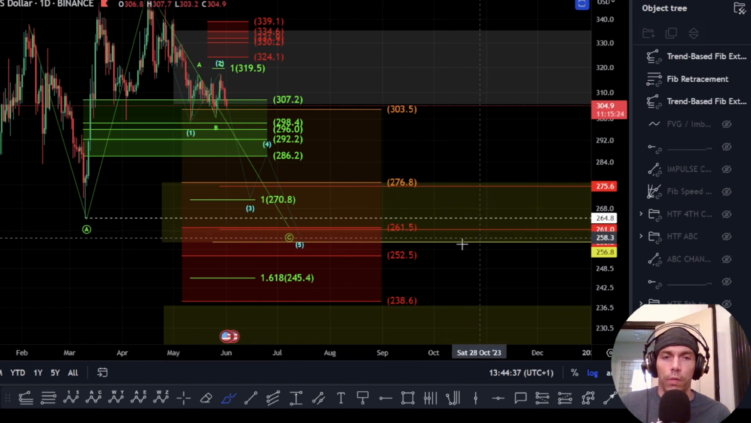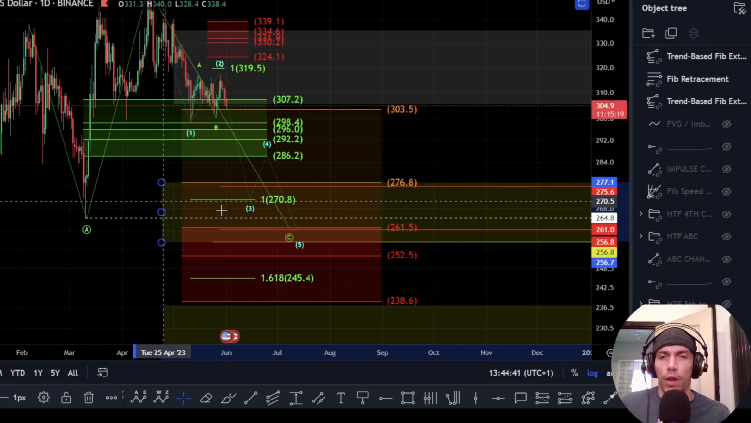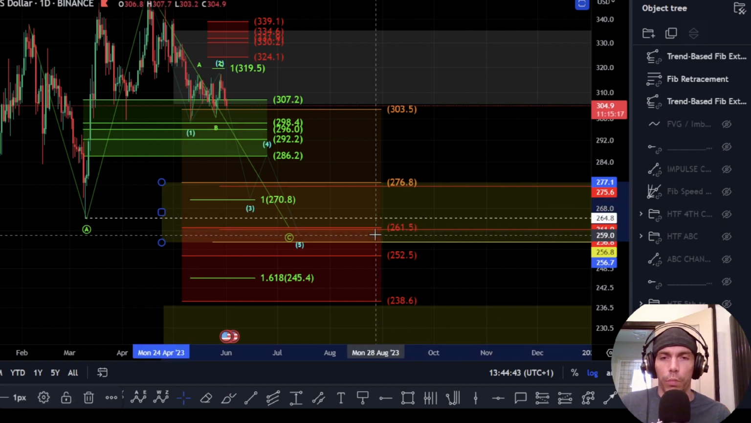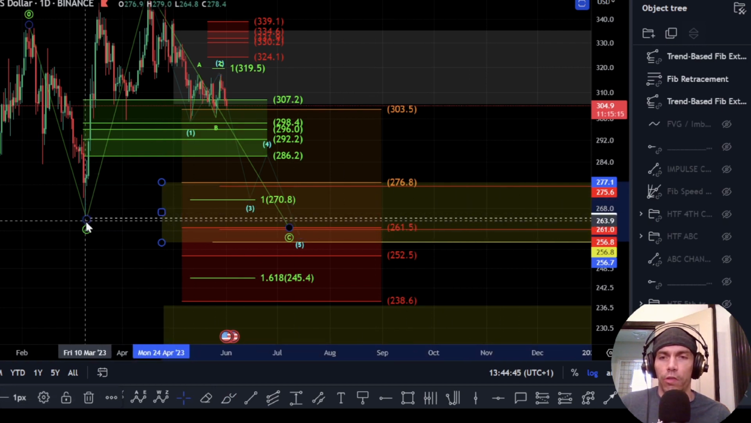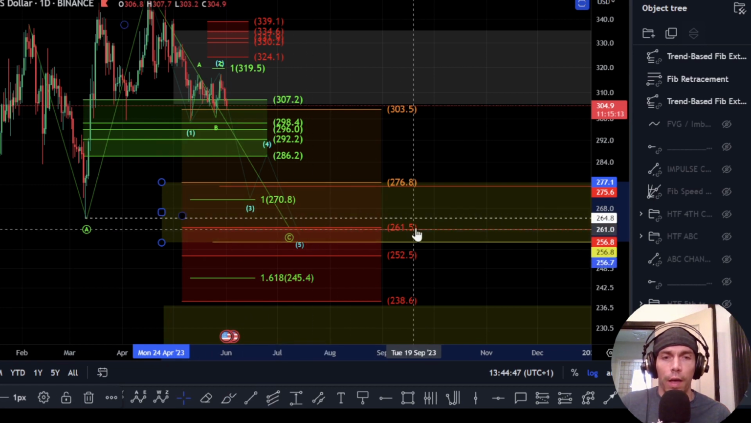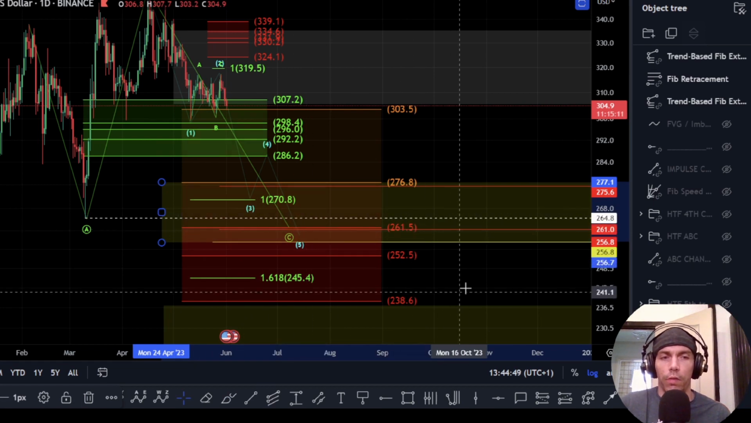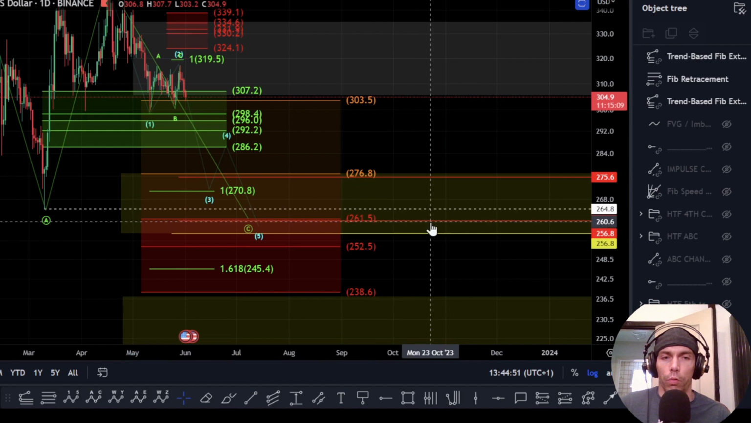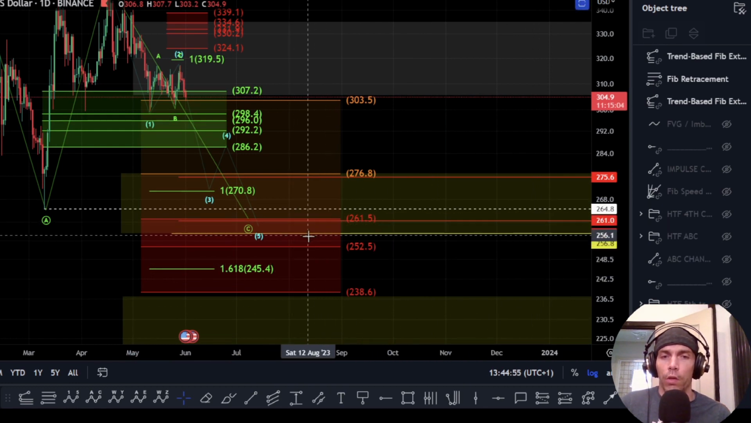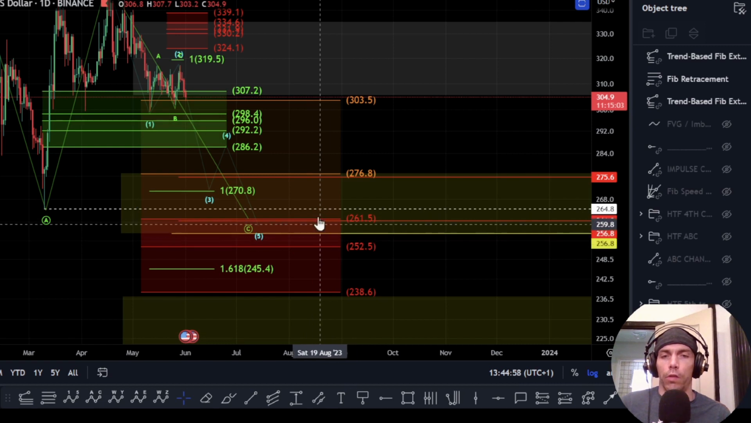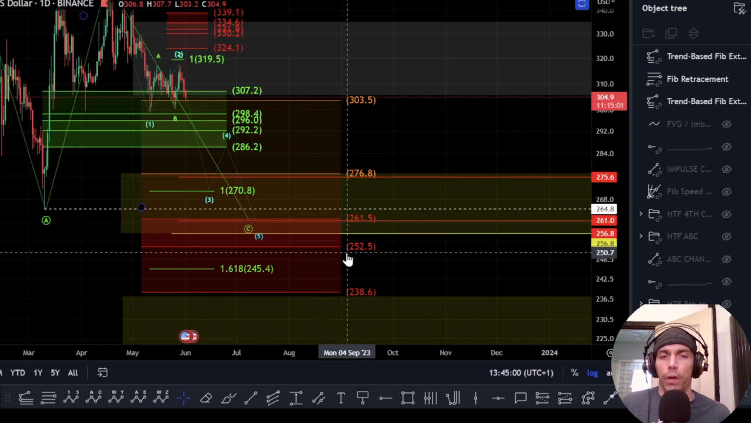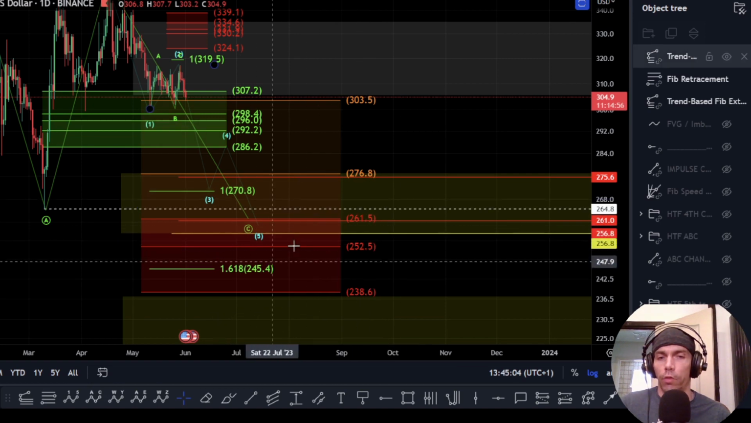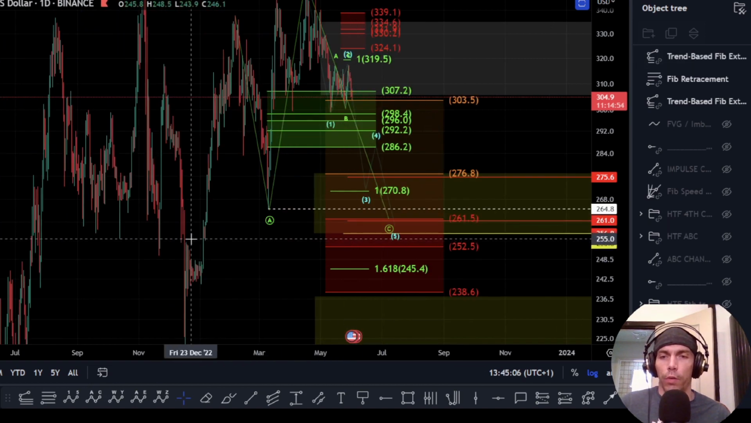Now, moving down into this level, we can see here that we do have this target box that I have drawn. So within this target box, I would be looking out at the potential of actually swing fading this A wave here, and then potentially looking to actually come down and take out these naked points of control that we have here towards this 261 to this 258 level. So this would actually bring us down into this lower range here, this 261.5 to this 252.5 as well. Could be quite an interesting level to keep an eye on here if we do come into this.